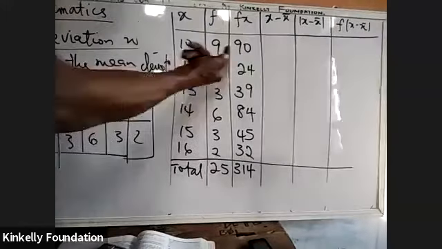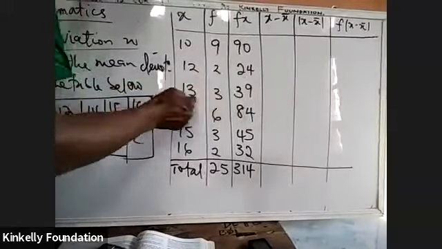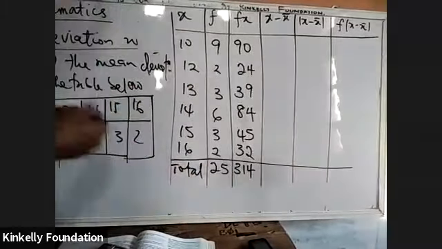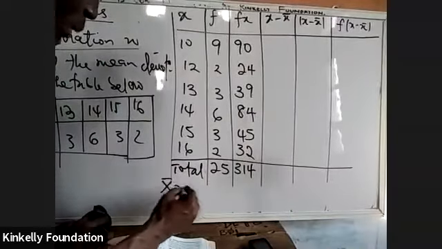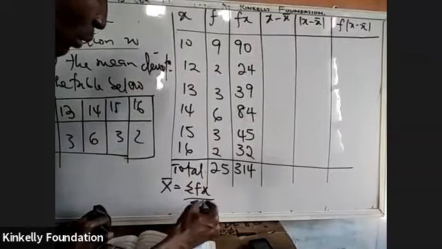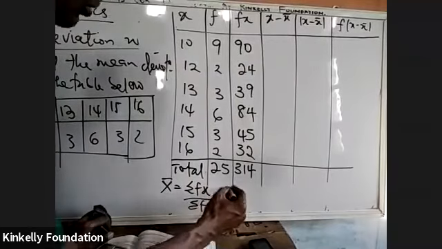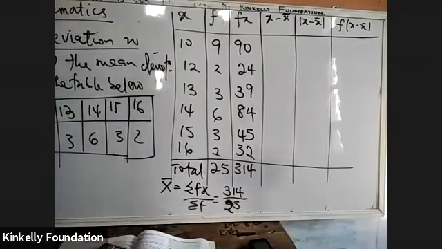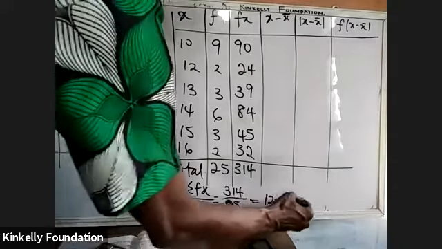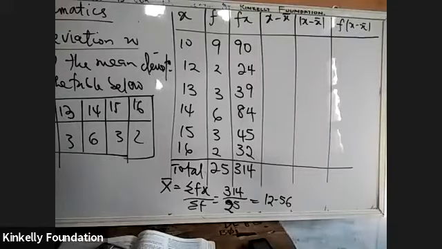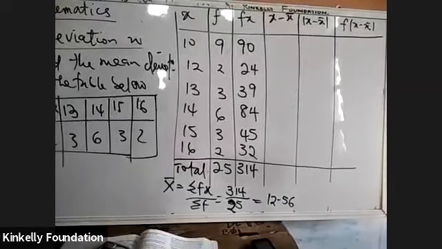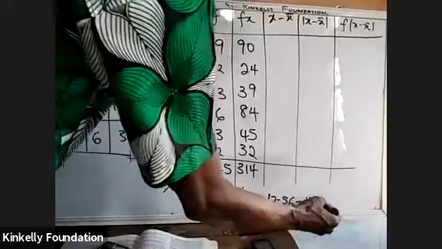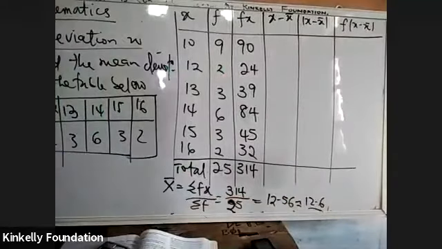Having gotten our fs by multiplying this to this, you sum this to give us this. And here, we know that the mean is the summation of fs over the summation of f. What do we have? The sum of this, which is 314, all over 25. Now, what will it be when you divide it by 25? We're going to get 12.56 as our mean. You can approximate this to 12.6 to make the work easier. We now approximate to 12.6.